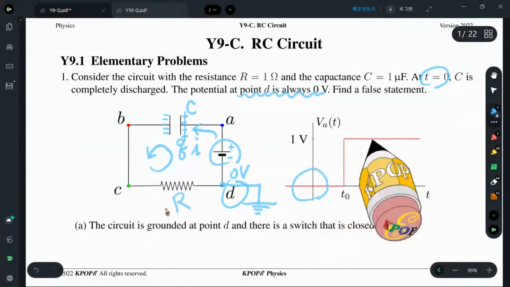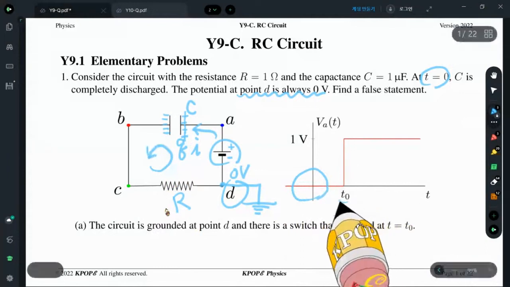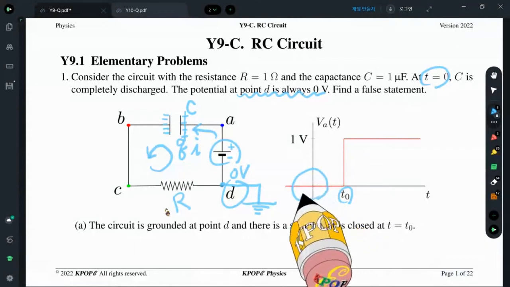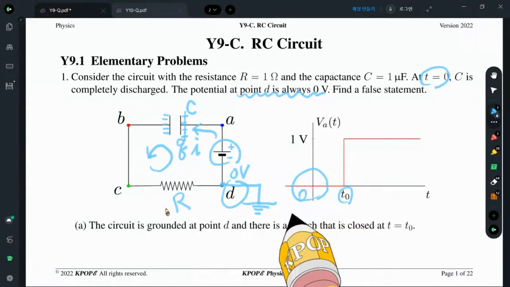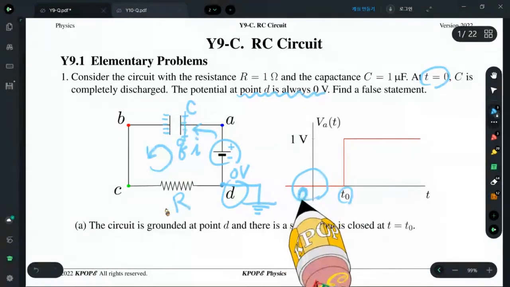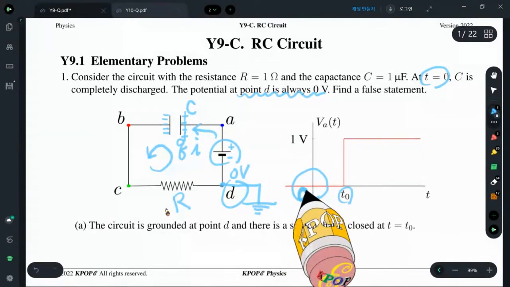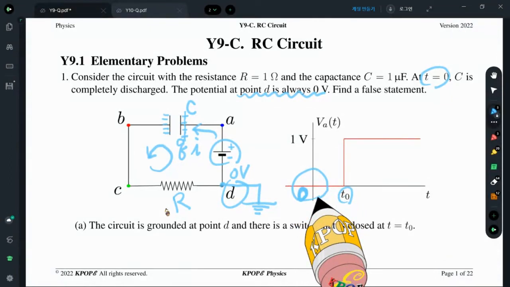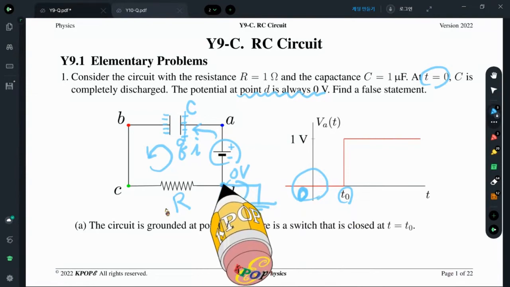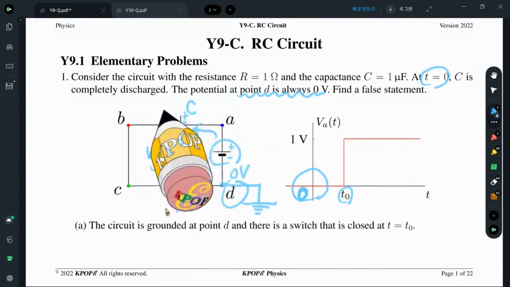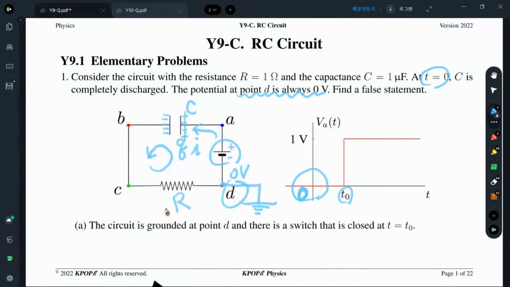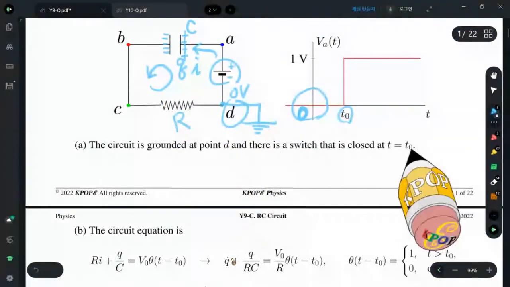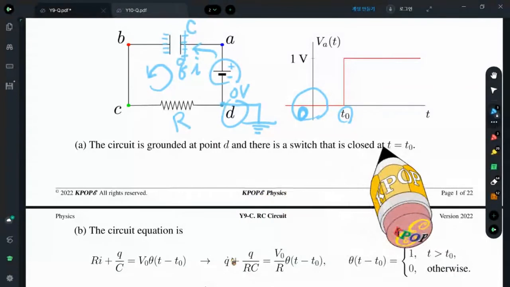In this figure, until t is less than t0, this one is 0 volt. The origin is missing, but I hope you understand this is the origin. So this is 0 volt. This is 0 and this is 0 because there is no charge at all. That is the initial condition. The circuit is grounded at point D. Yes, right. And the switch is closed.